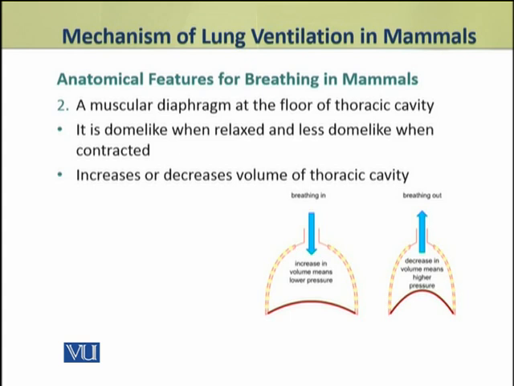Dear students, the second feature of the lungs that facilitates breathing is the presence of a muscular diaphragm at the floor of thoracic cavity. Jo chest cavity hai, uska jo floor hai, that is formed of a strong muscular structure which is diaphragm. Diaphragm jo hai, jab ye relaxed halat mein hota hai, to it is dome-like. Zyada dome-like hota hai. Jab iske muscles contract karte hain, to it becomes less dome-like. Diaphragm ki is contraction or relaxation ki wajah se, thoracic cavity ka volume increase ya decrease hota hai.